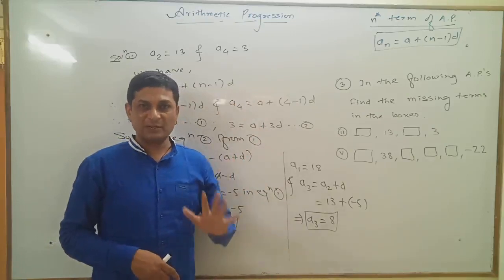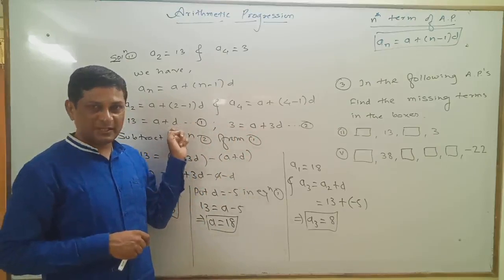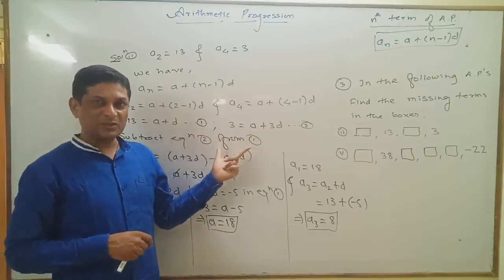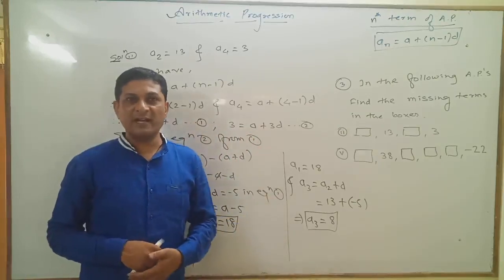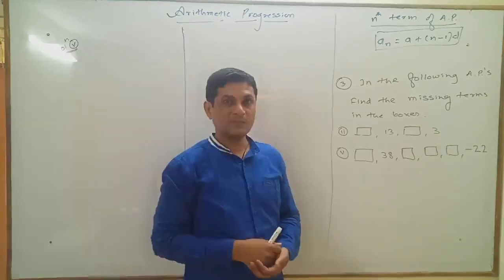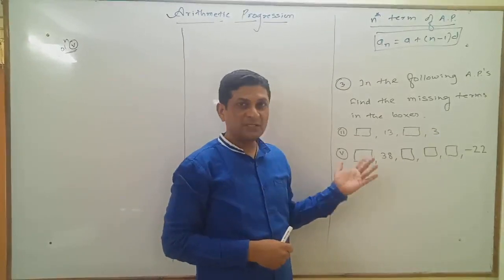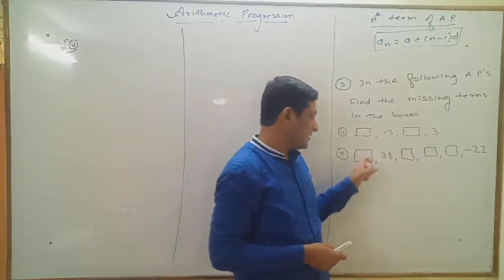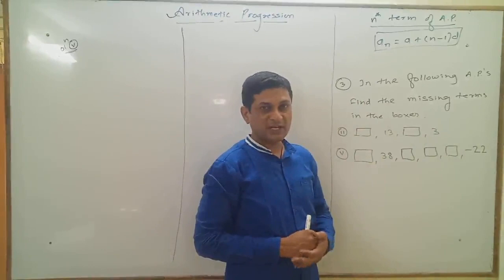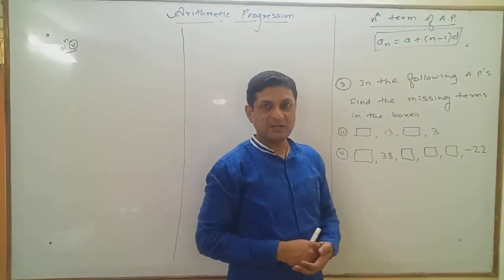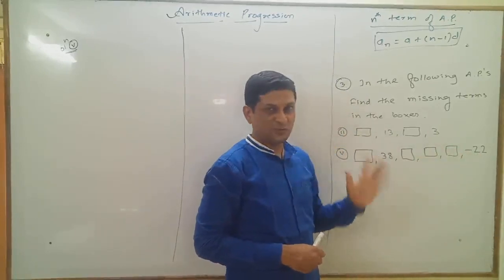Means some conditions are given. Using that condition, we will get two linear equations in terms of A and D. Solving those two equations, find out A and D, and then use the values of A and D to find out the required value. So now we are solving the fifth example. In the fifth example, total 1, 2, 3, 4, 5, 6 terms in the arithmetic progression are given to us. 6 terms are there in this arithmetic progression. 2 terms are given to us and we have to find out the remaining 4 terms.